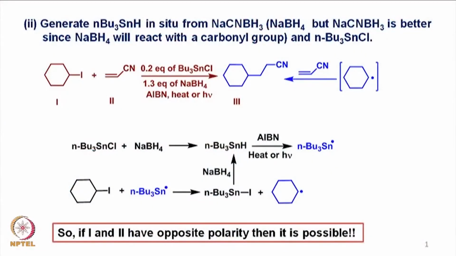One can also generate tributyltin hydride in situ by using sodium cyanoborohydride or even sodium borohydride, but sodium cyanoborohydride is a better alternative than sodium borohydride because sodium borohydride does react with a carbonyl group. Along with the sodium cyanoborohydride or sodium borohydride, one can use tributyltin chloride in catalytic amount. What exactly happens is that the catalytic amount of tributyltin chloride reacts with sodium borohydride or sodium cyanoborohydride to make the corresponding tributyltin hydride. And this tributyltin hydride, under conditions where we use AIBN in catalytic amount, and of course either heat or photolyze the reaction medium, generates the tributyltin radical.